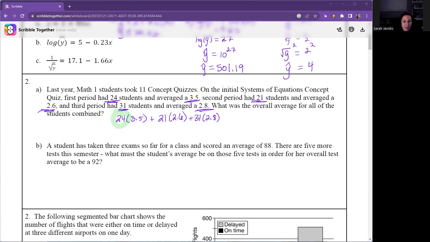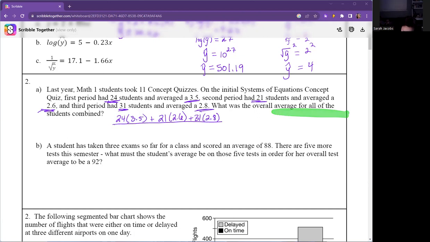So it's just a very basic finding the average. You add up all the numbers. We just have a lot of repeating numbers. So we're using multiplication to make our writing simpler. Then we're going to divide by the number. So in this case, the number of students is what we want to divide by, the average per student.